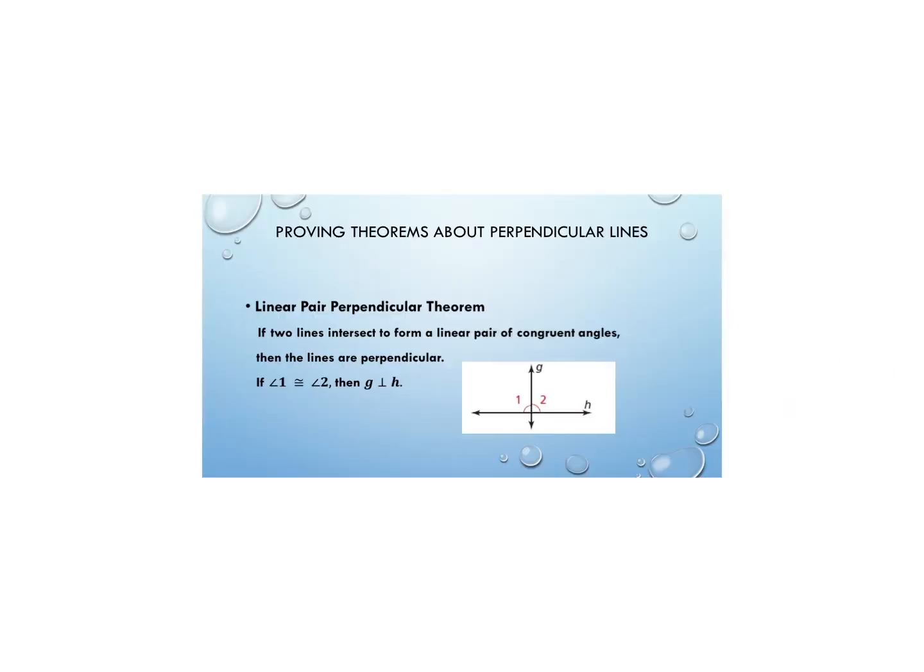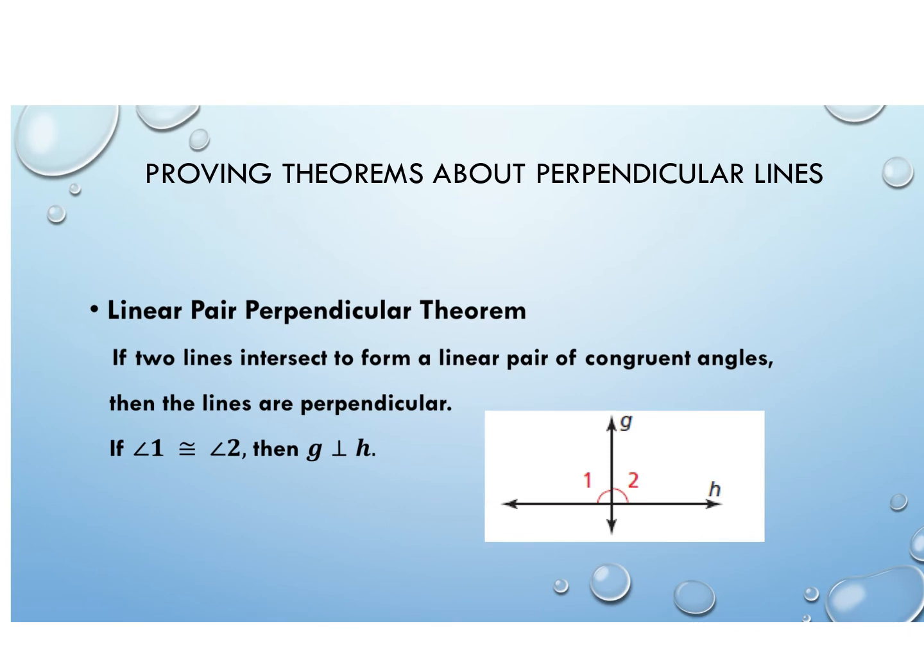Our next theorem is the linear pair perpendicular theorem. And it says just that. If two lines intersect to form a linear pair of congruent angles, then the lines are perpendicular. So if the angles next to each other, when two lines intersect, are congruent, then they must be perpendicular lines.